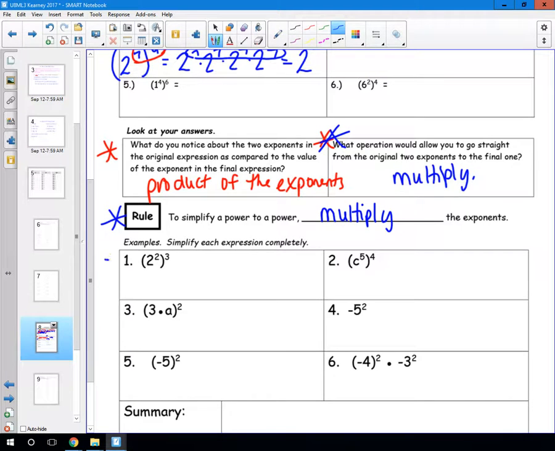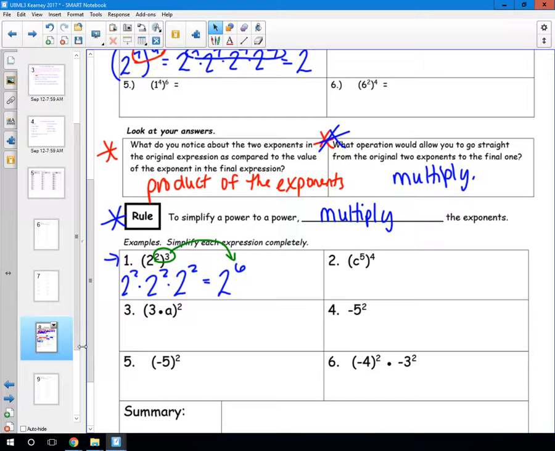So let's look at number one. I'm going to show you an expanded form, but I'm also going to show you where you can just multiply. Okay? So in expanded form, 2 to the second power, all of that cubed would be 2 to the second times 2 to the second times 2 to the second, which would be 2 to the 6th power. But what I could have done was I could have just multiplied 2 times 3, and I would have gotten 2 to the 6th power. Okay? So really, when you raise a power to a power, you're just multiplying those exponents. And if you don't see it, then keep expanding it every single time, and eventually you're going to see, oh, that's really what I'm doing.